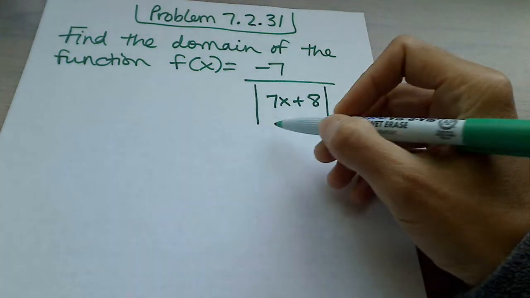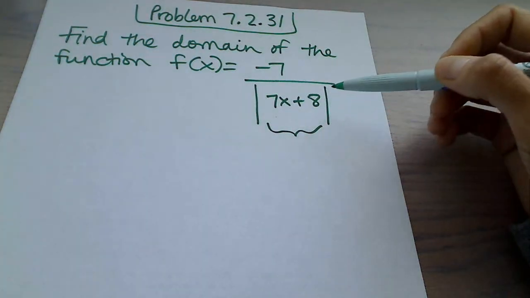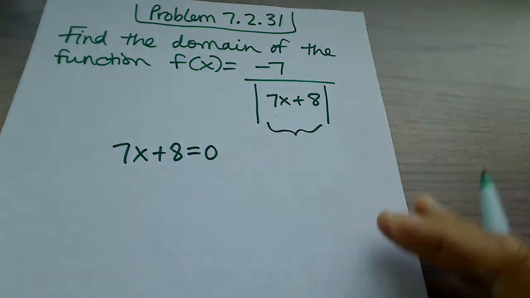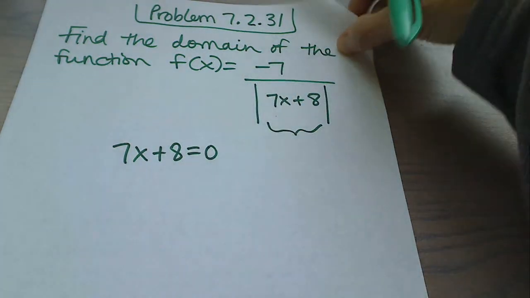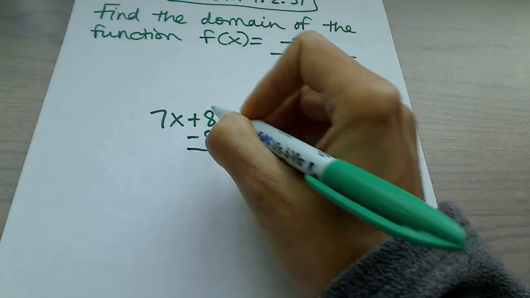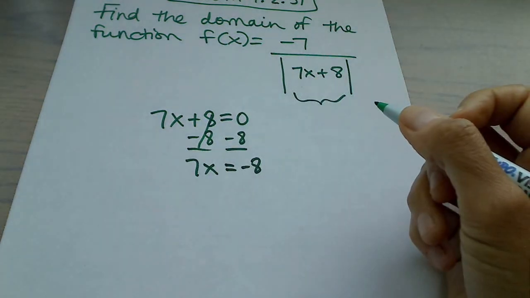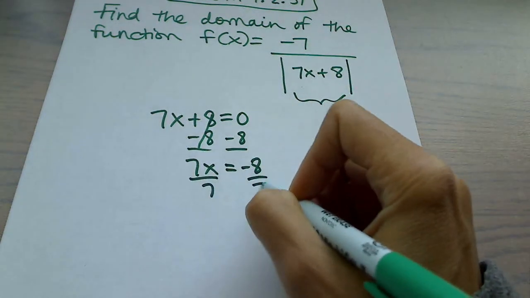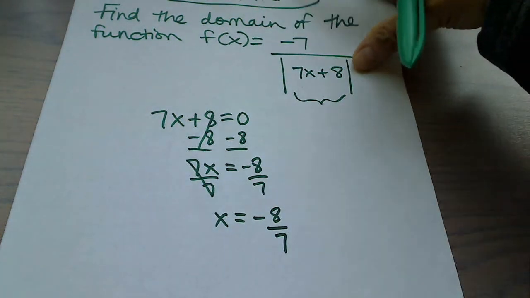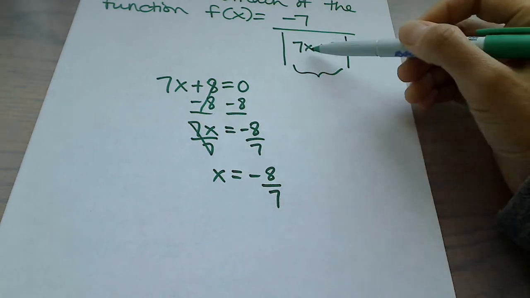So what we need to do then to find the value that we're going to exclude from the set of real numbers is take this denominator, set it equal to 0, and then solve. And by doing that, we're going to find the value that gives us 0 in the bottom. Okay, so if I solve this for x, and so I'm subtracting 8 from both sides and then dividing by 7, then I get x is equal to -8/7.